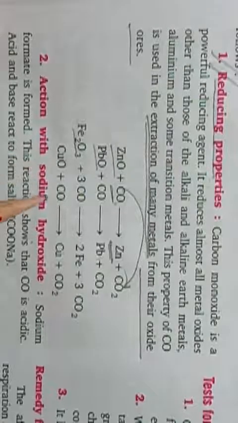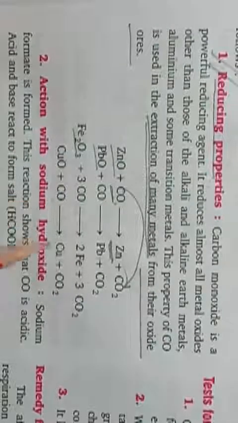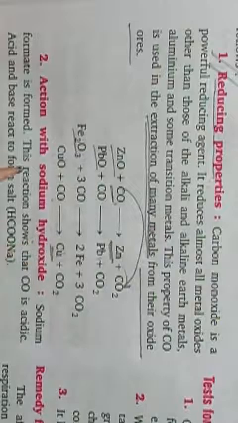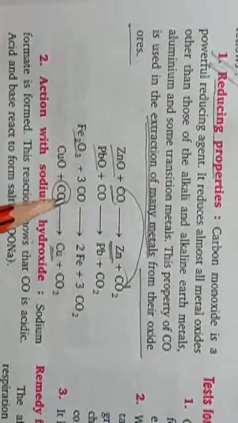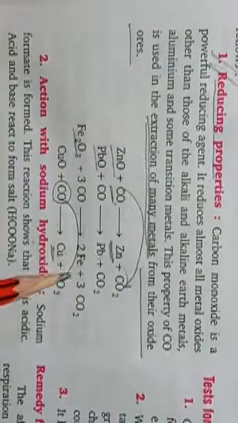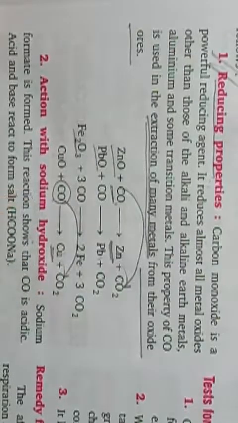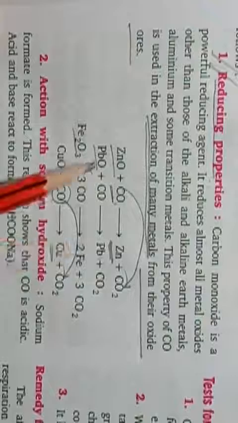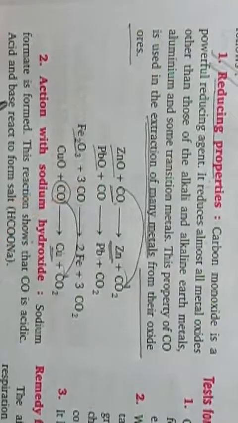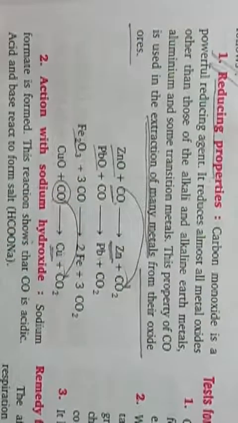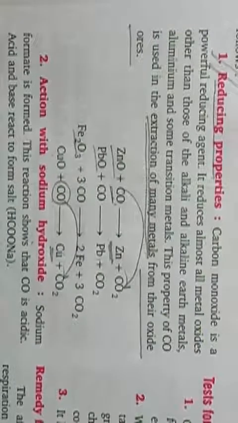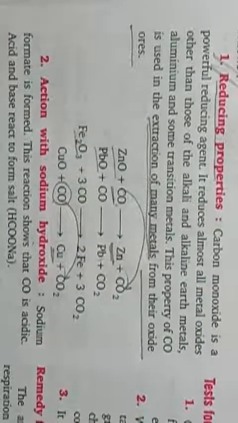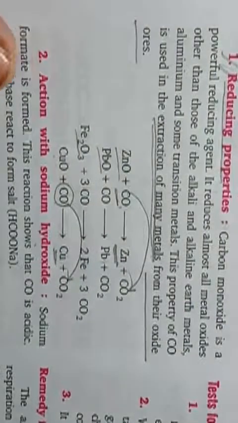In the same way, copper oxide with carbon monoxide is reduced to copper, and carbon monoxide, which is a reducing agent, is converted to CO2 after oxidation. Many examples are given here also. So this is the use of carbon monoxide, and there is just one use in your syllabus this time.